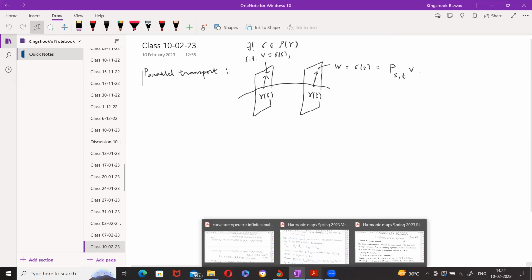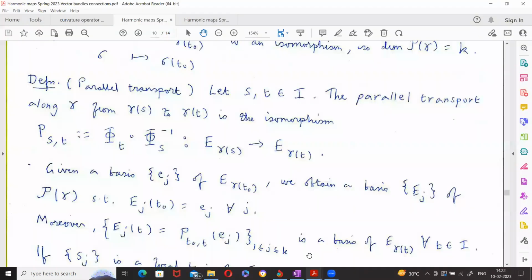So using this parallel transport, we can get a nice basis of sections along the curve. So how do we do that? Well, we take a basis of one fiber, say gamma t_0. Say a basis e_j of the fiber E_{gamma(t_0)}. Then we will get a basis capital E_j of the space of parallel sections, such that capital E_j at time t_0 is equal to little e_j.